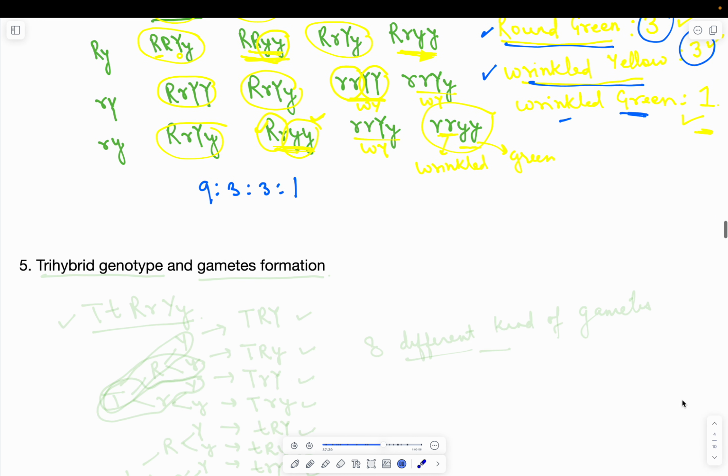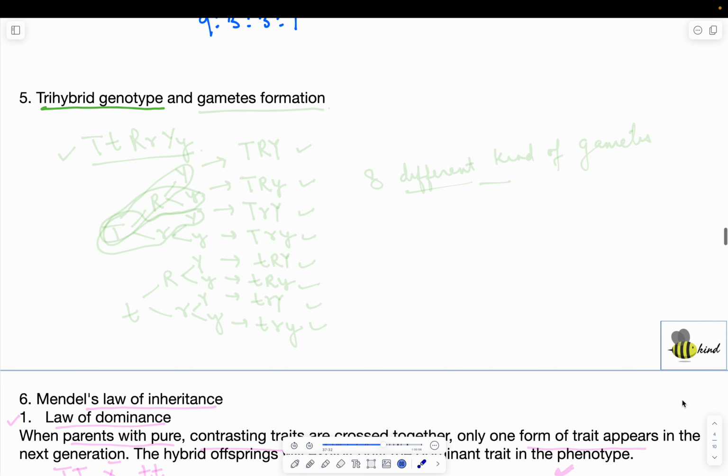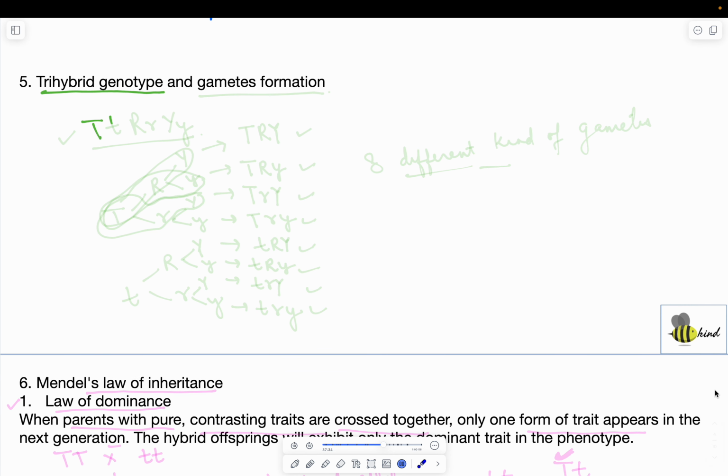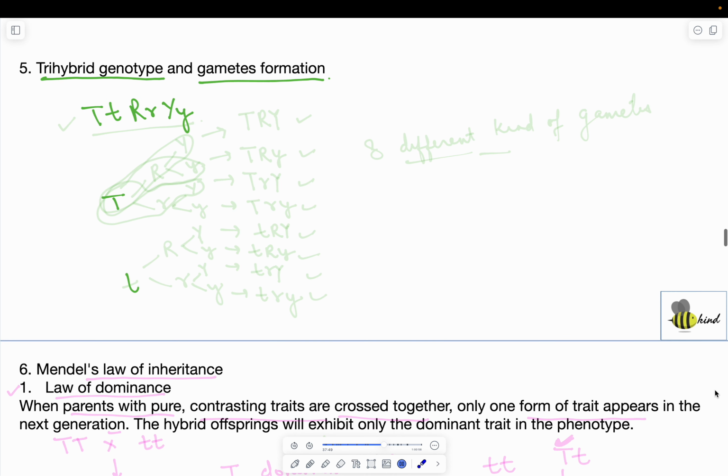Now we will simply make a trihybrid genotype here. So this is a trihybrid, right? I will show you how gametes are formed, how you can find out the different kinds of gametes which will be produced by this individual, right? So you split these 2 T's, write R in front of both. Then further you split it, write Y, small y.